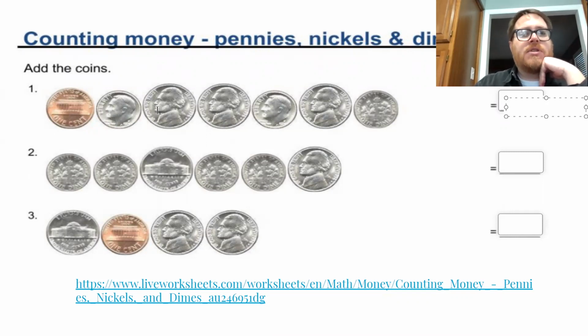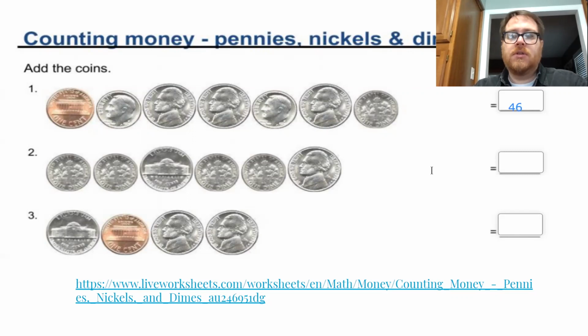We've got pennies, dimes, nickels, dimes. So I try to count the biggest ones first. So you've got how many dimes? You got one, two, three dimes. That's going to be 30 cents. And then we have 5, 10, 15. 30 plus 15 is 45. Plus 1 is going to be 46. So 46. So you're just going to add up the money and then you can put in the answers.